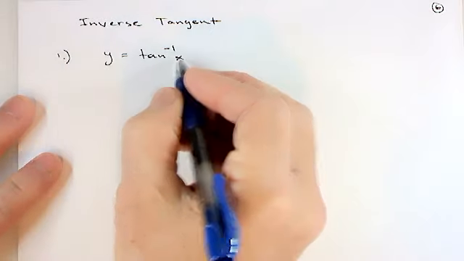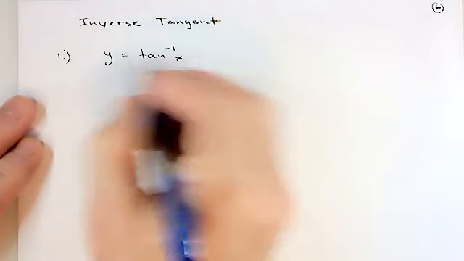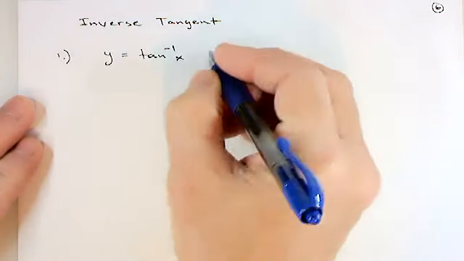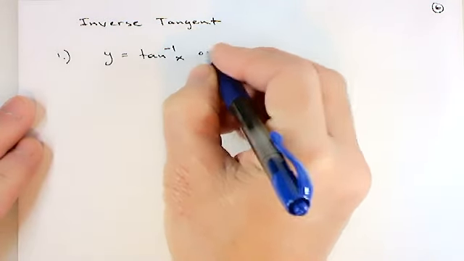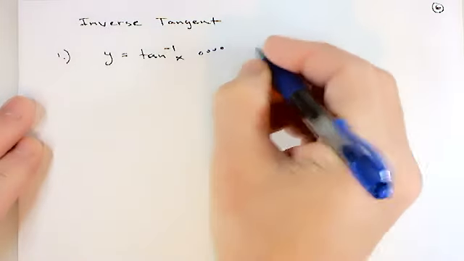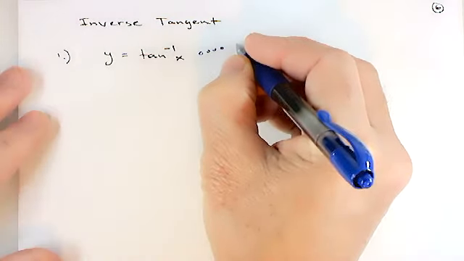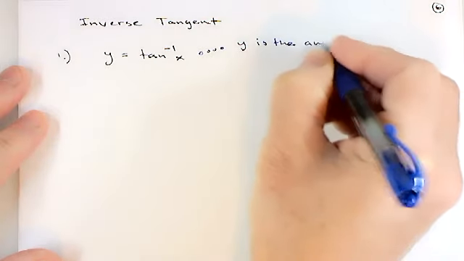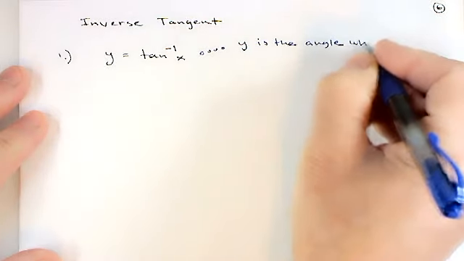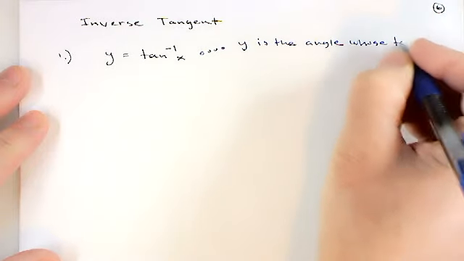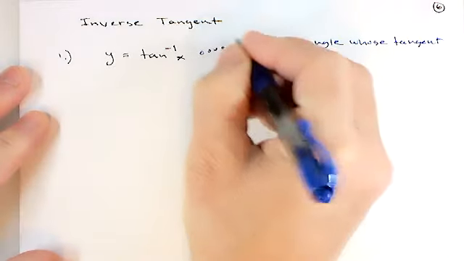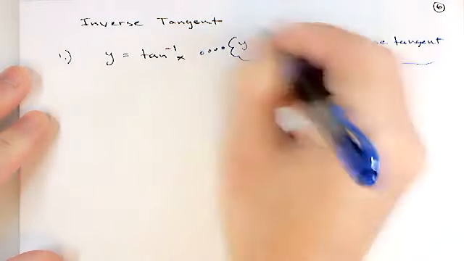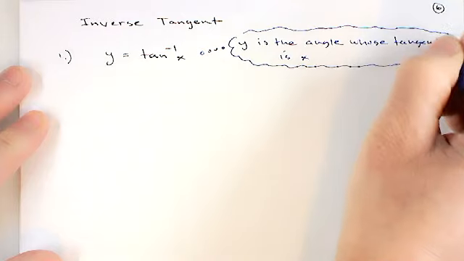So what is inverse tangent of x? If I had a function y equals inverse tan of x, here's what I think in my head. Okay, y is going to be an angle because we're doing it backwards. So y is the angle whose tangent is x. That's what you want to think of when you think of an inverse tangent.